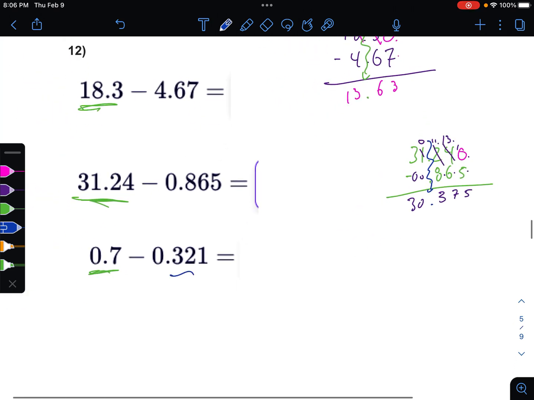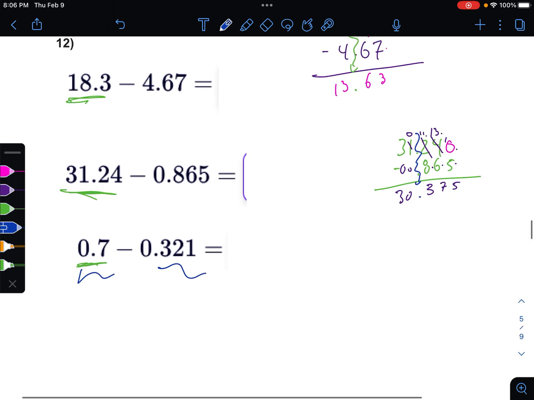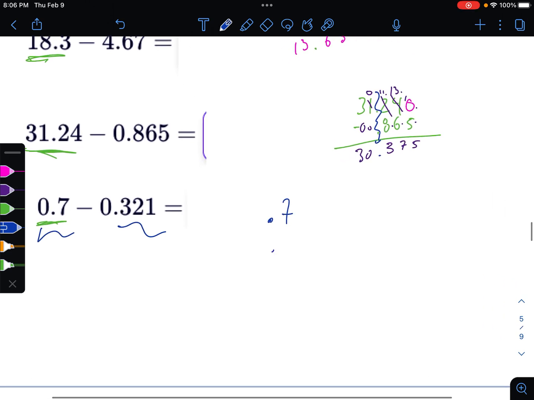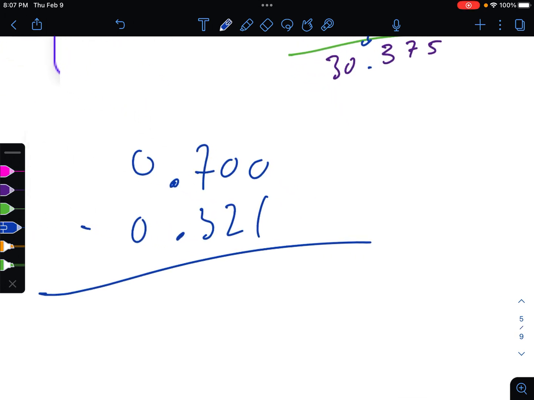Ooh, another one. Okay, even though this one has more digits, this number's going on top. Why? Because it's first. It's what I have. So the next one, let's do this. 3, 2, 1. Let's get some zeros as placeholders. And let's go ahead and do some subtraction.